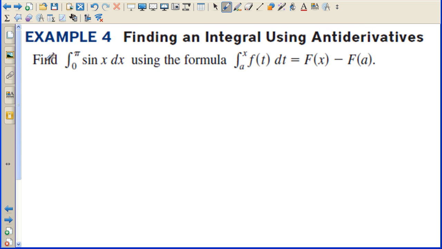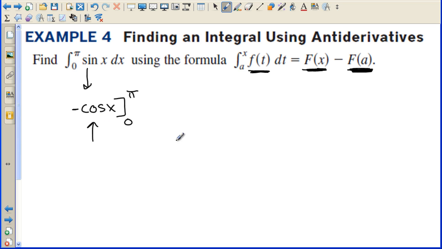Find an integral using antiderivatives. Find the integral from 0 to pi of sine of x dx using the formula. So to evaluate from a to x, you take the antiderivative of the function, plug in x, minus a plugged into the antiderivative. So if lowercase is the function, uppercase is the antiderivative. So when we do this one, we have to go backwards now. We're not taking the derivative of sine, we're taking the antiderivative of sine. So we have to think of, what did we take the derivative of to get sine? Well, the derivative of cosine is negative sine. So if I make this negative, the derivative of this would be negative sine, which is sine. And then we're going to evaluate this from 0 to pi.